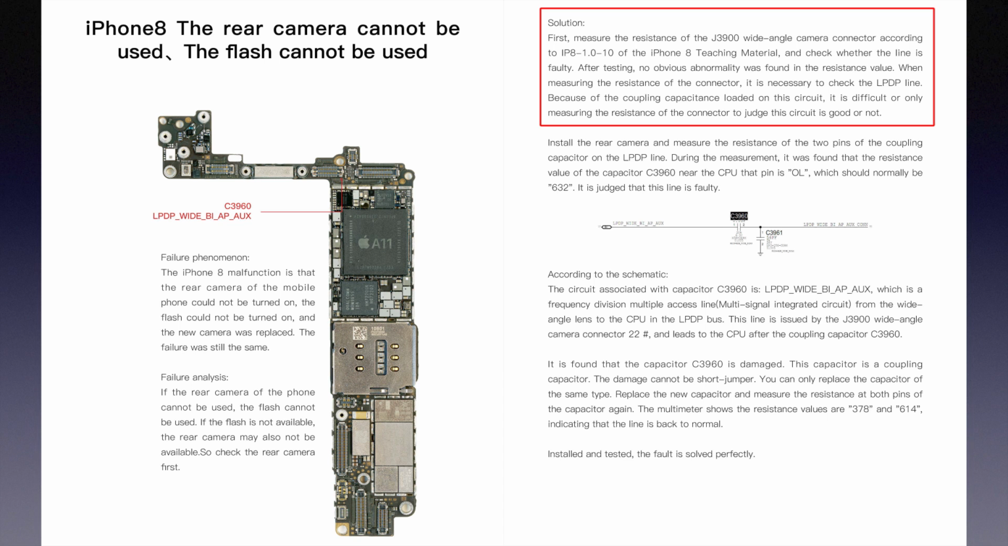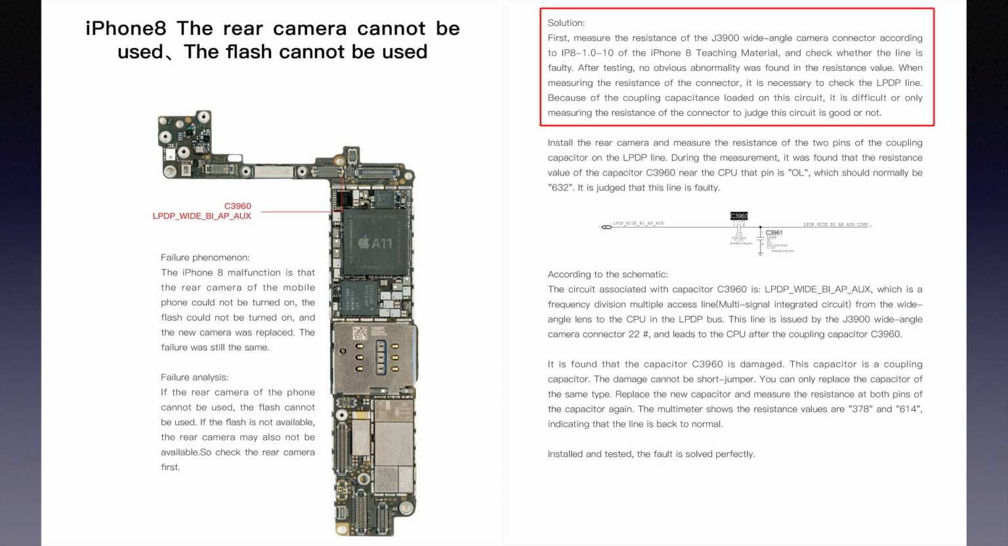Solution is, first, measure the resistance of the J3900 wide-angle camera connector. According to iPhone 8 1.0 version, page 10 of the iPhone 8 testing material, check whether the line is faulty. After testing, no obvious abnormality was found in the resistance value.